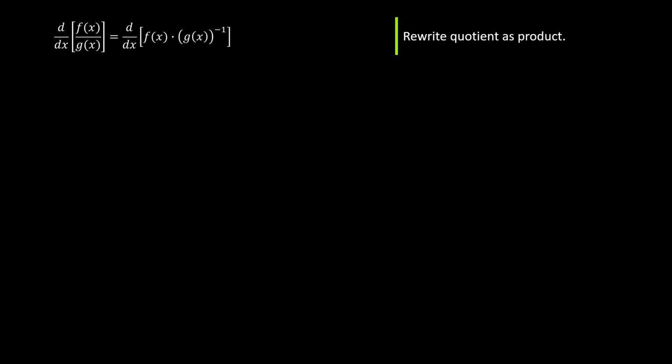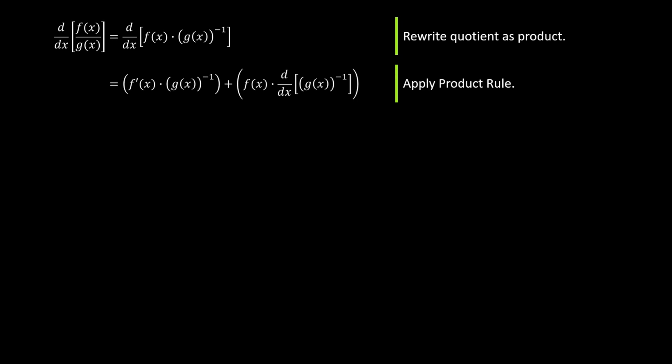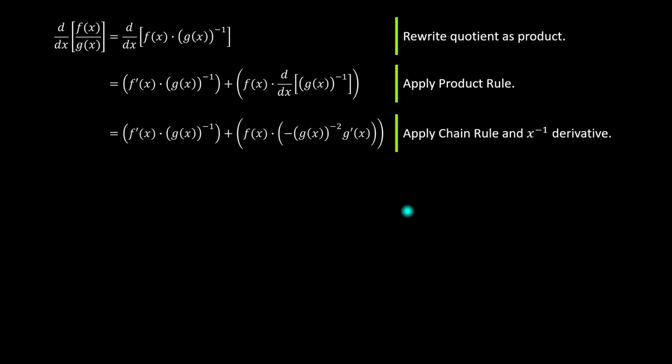All I've done is rewrite that quotient as a product, using a -1 power. Now I have the derivative of a product, so I'm going to apply the product rule. I take the derivative of the first term times just the second term as is, plus the first term as is times the derivative of that second term. I haven't taken the derivative of the second term yet, so now I have to do that. That is really a composition of functions: g of x, and then that to the -1 power.